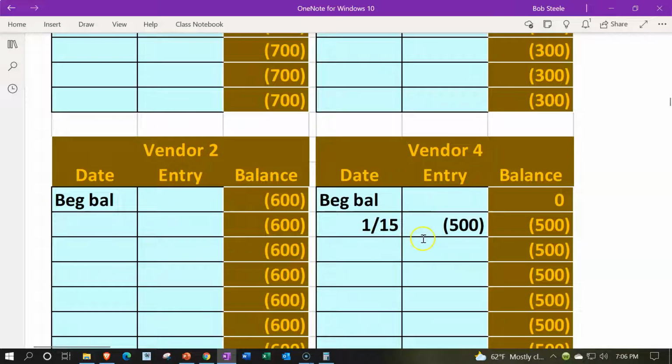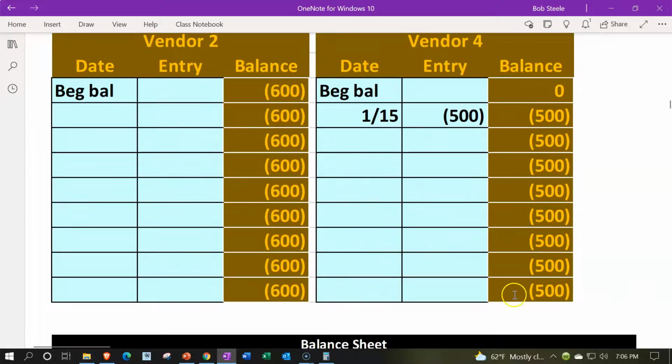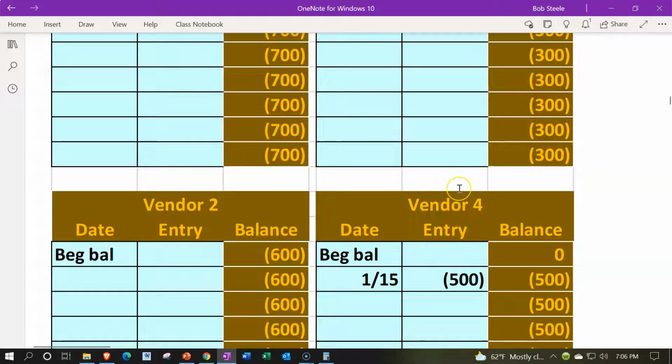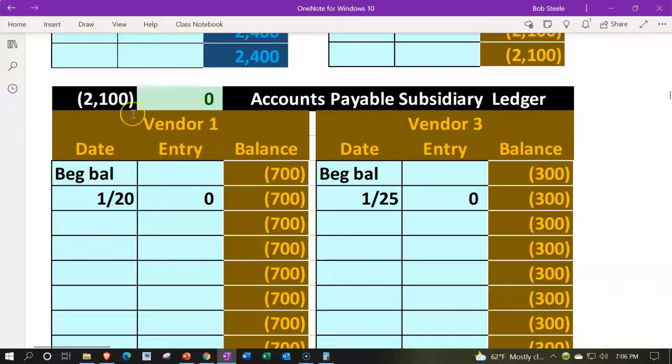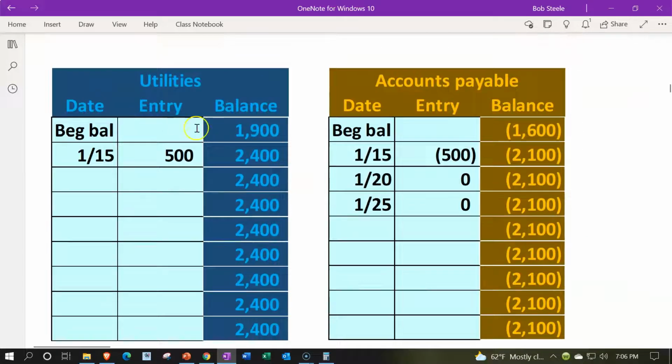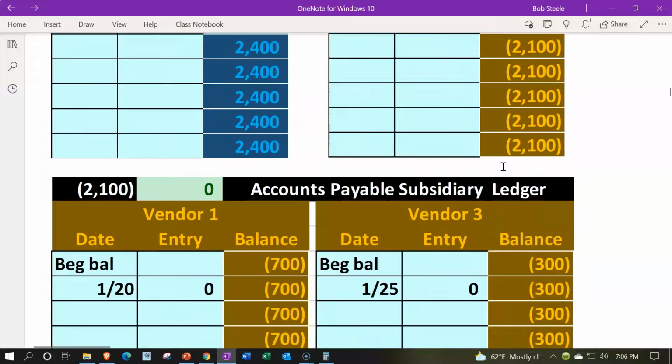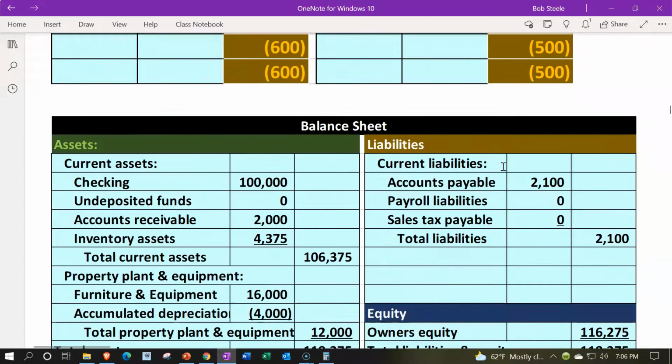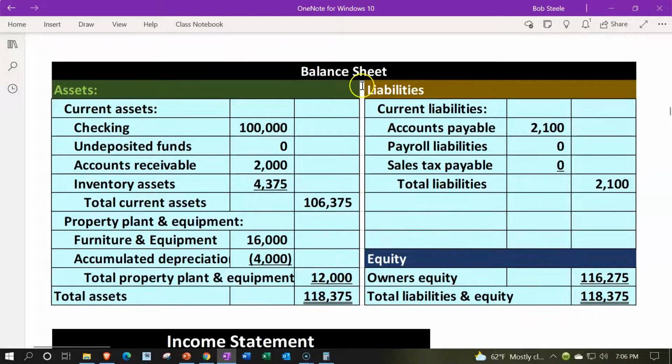It's going up by that 500. So now we owe this vendor $500. We have 4 vendors now that we owe money to. If we add up those 4 vendors, it adds up to 2,100, which has to add up to the accounts payable amount, due to it being a subsidiary ledger. So now let's take a look at the balance sheet, the financial statements.